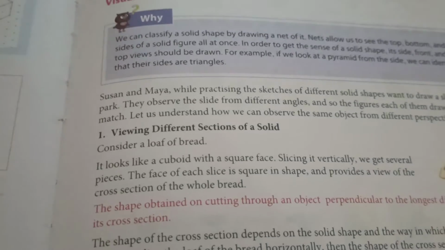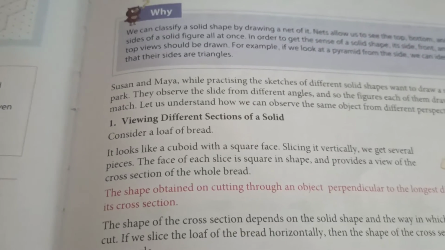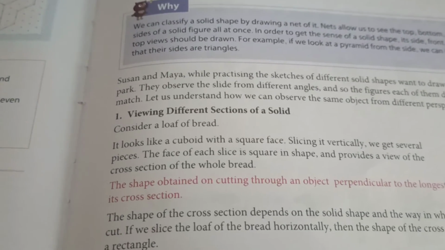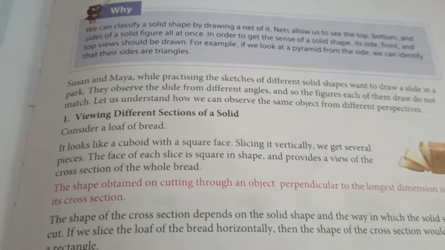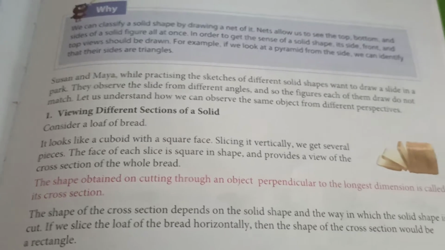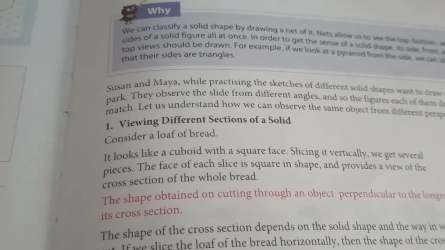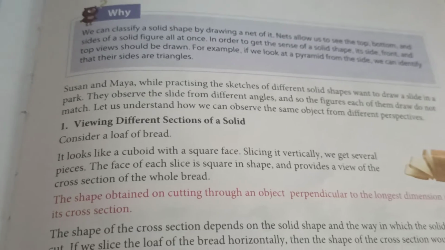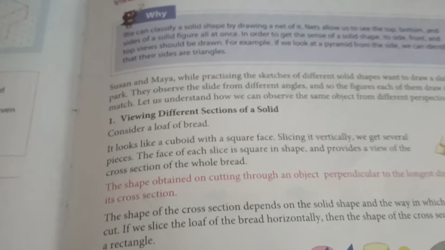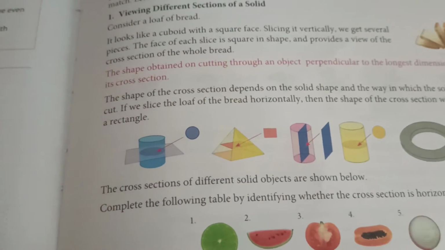Now there are different ways by which you can visualize the solid objects, right? So they observe the slide from different angles. So let us understand how we can observe the same object from different perspectives, right? कि सेम ऑब्जेक्ट्स को हम किस किस तरीके से आप जो है वो विजुअलाइज कर सकते हैं. The first is viewing different sections of a solid. Different sections, like here figures are drawn.